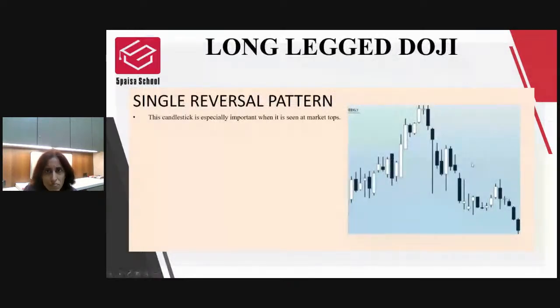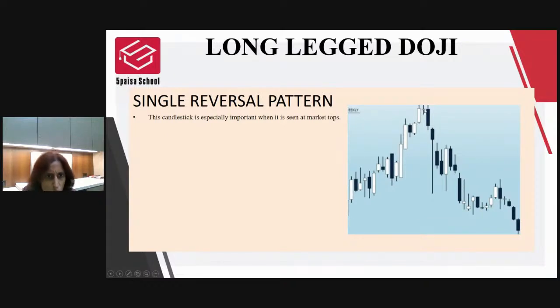So let's see this. You are seeing a long-legged doji over here. So where do you see? Here is a long-legged doji, right? And the candlestick is especially important when it is seen at the market tops. And as I said, a doji usually reflects that there is going to be a reversal pattern. So the moment you see this kind of long-legged doji over here, look at the opening price and the closing price. Very, very small difference as you can see. So the real body is absolutely null.